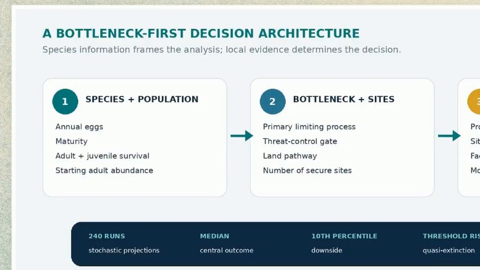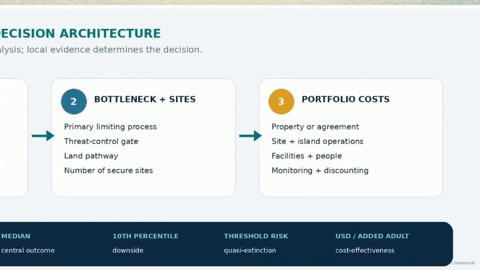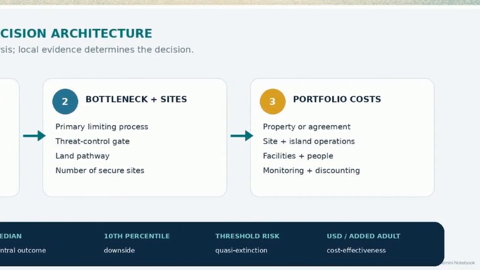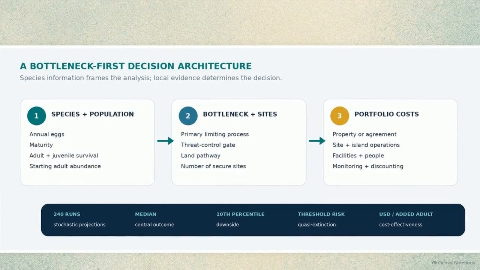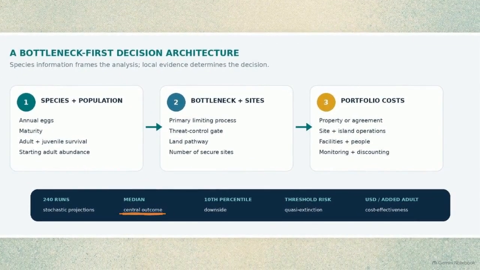This diagram shows the tool's required sequence. It starts with species biology, moves to bottleneck and site diagnosis, and only then calculates portfolio costs. By strictly isolating the local biological constraints from the financial inputs, the outputs in the dark blue banner can objectively compare the median outcomes and threshold risks of different strategies.